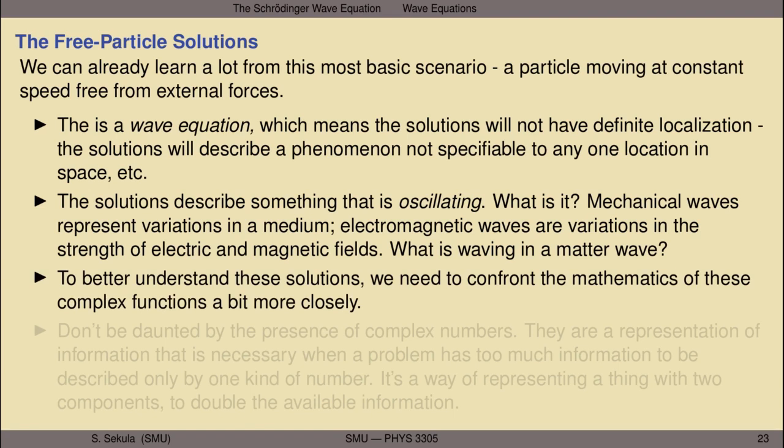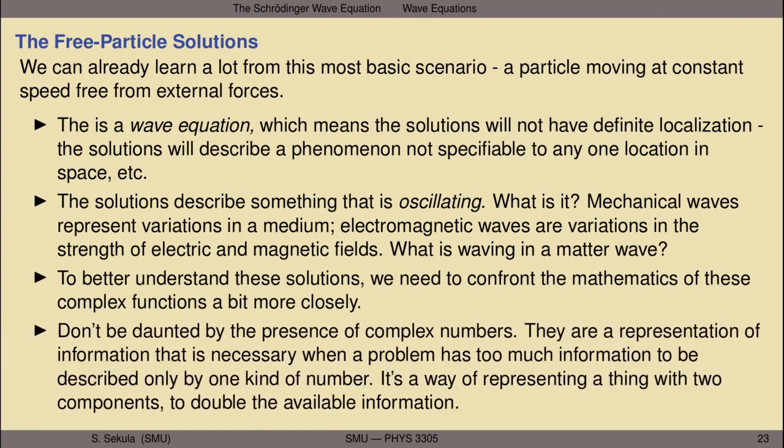Now, to better understand these solutions, we need to confront the mathematics of these complex functions a bit more closely. And I don't want you to be daunted by the presence of either complex numbers or complex functions. They're basically just a representation of information that becomes necessary when a problem has too much information to be described by only one class of number, say, real numbers. It just means that matter waves contain more information than real numbers alone can capture, and there's nothing scary about that.